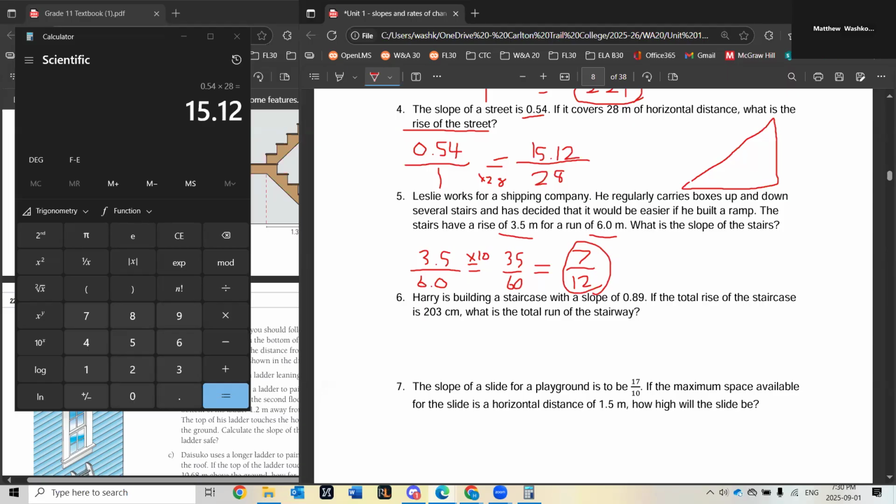Question 6. Harry's building a staircase with a slope of 0.89. And if the total rise of the staircase is 203, what's the total run of the stairway? So just like before, 0.89 over 1 is equal to, I have a rise here of 203. So just like before, I find my magic number. 0.89 times something gives me 203. So let's find that magic number. 203 divided by 0.89. That's nasty. We'll just say 228, right?